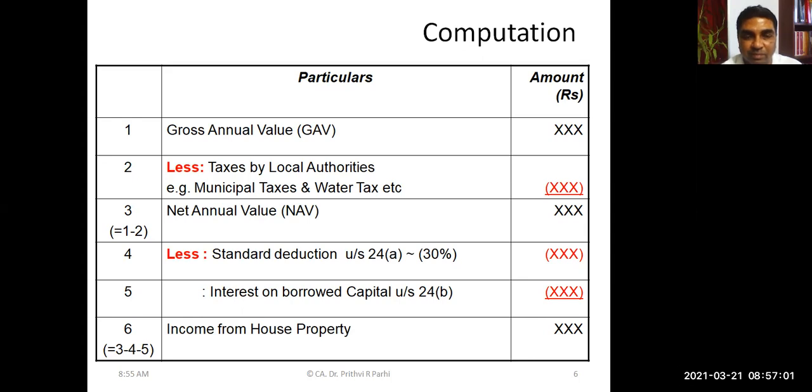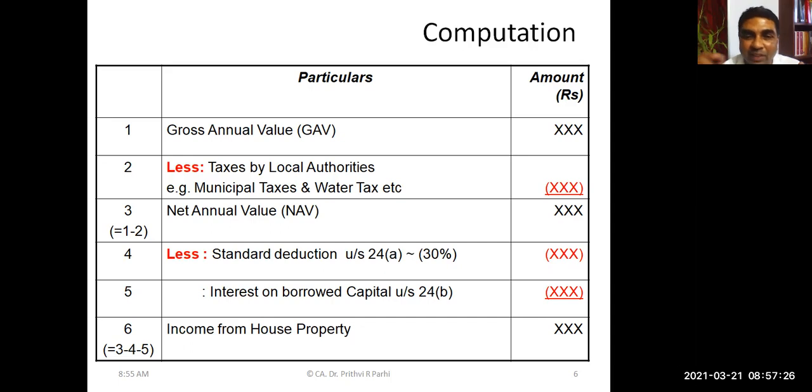Standard deduction and interest on borrowed capital. Yes, as you know, standard deduction how much? 30%. 30% of net annual value is the standard deduction. And interest on borrowed capital, we'll be learning that it varies. In some situations there is an upper cap up to which you can claim interest on borrowed capital, and in some situations there is no cap, you can claim any amount.